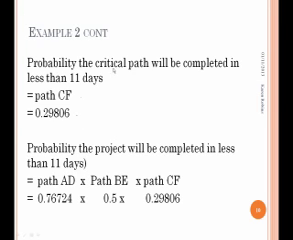And here we've got the critical path, which we got 0.29806. And the probability that the whole project will be completed in less than 11 days is the path AD probability, the path BE probability, and the path CF probability. Multiply those together, and that will give you your overall probability for the project being less than 11 days.